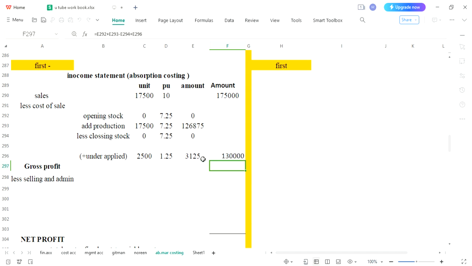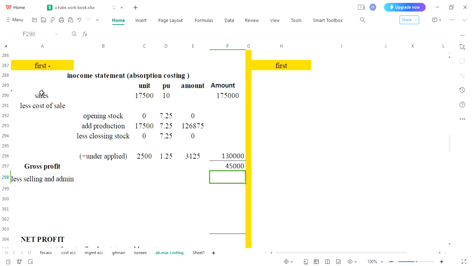So finally we have got the cost, after which we can calculate gross profit, which is the difference between sales and cost. The amount of sale is 175,000, and you need to subtract your cost, 130,000. So you have got your gross profit.